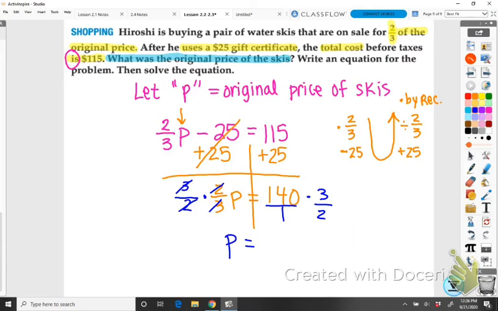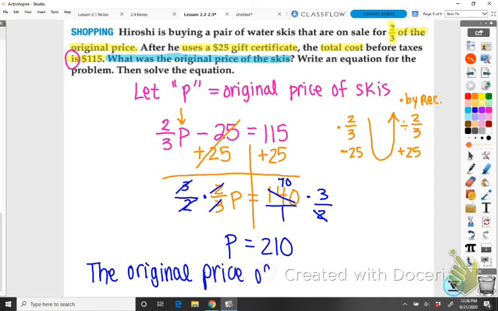The shortcut over here is 2 goes into 140 70 times. So 70 times 3 gives you 210. And since it's a word problem, go back to the original and put a label on it. So what was the original price of the skis? You can say the original price of the skis was $210.